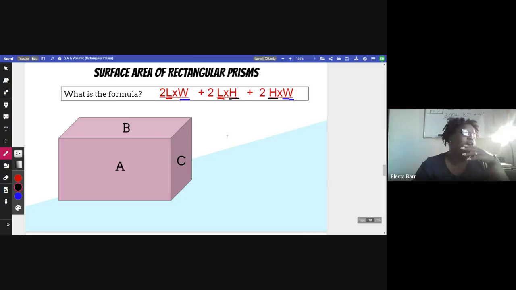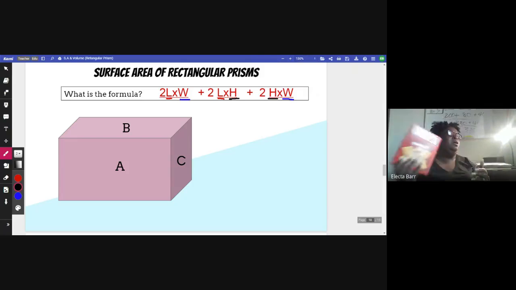Okay? So I wanted you all to talk it out so that we could build this formula so that you understand why I am multiplying the length and the width by 2. Why am I multiplying the height and the width by 2? Because there's 2 for each of these sides. There's 2 part A's, there's 2 part B's, and there's 2 part C's. Okay? So that's why we keep multiplying those numbers by 2. Okay? Any questions so far?